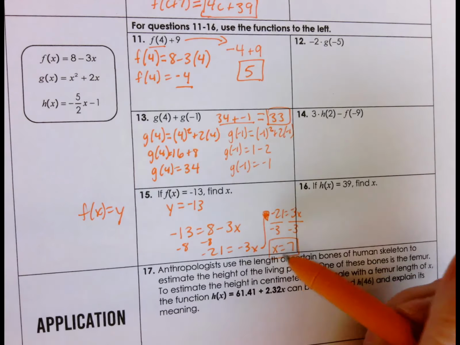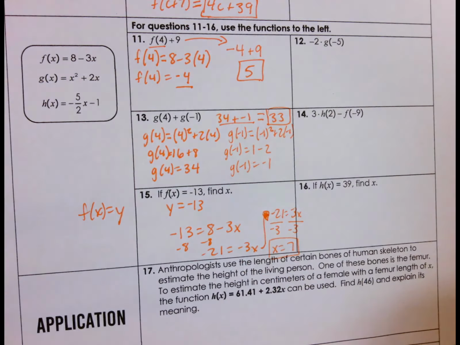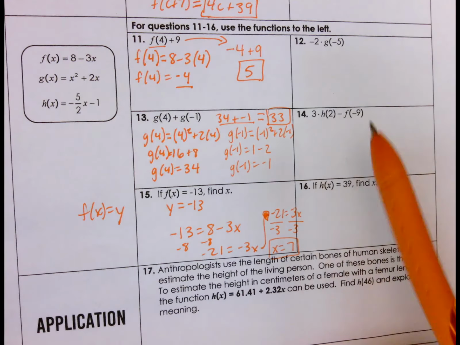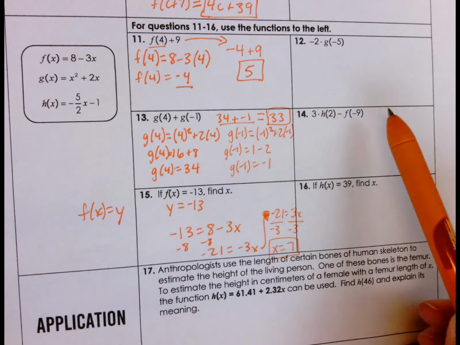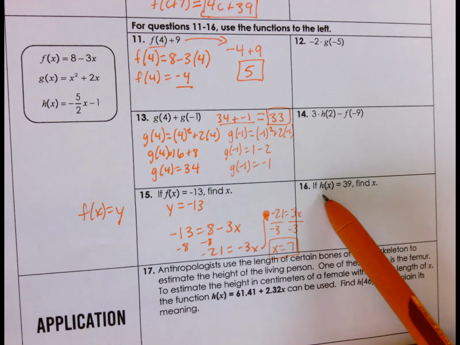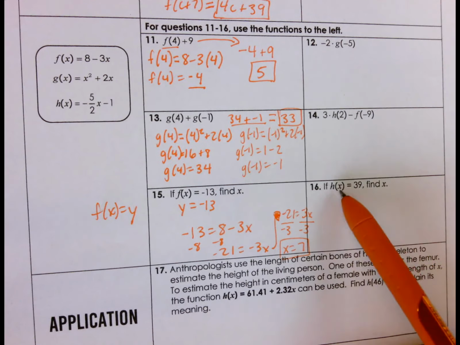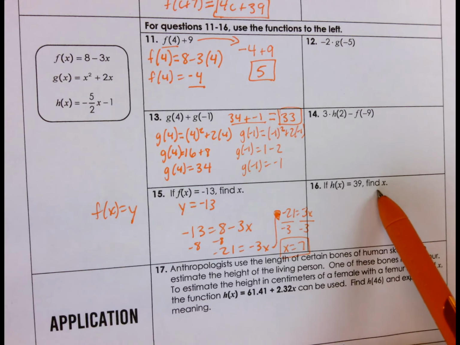So when the output is negative 13, the input is 7. So we can even work backwards on these. You don't always have to have the x value. Sometimes you're given the y value. Okay, and so you'll have opportunities to practice a little bit with this on 12, 14, and 16. Notice that 16 is another example where you're given y and you need to find x.